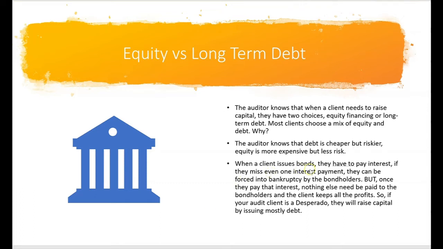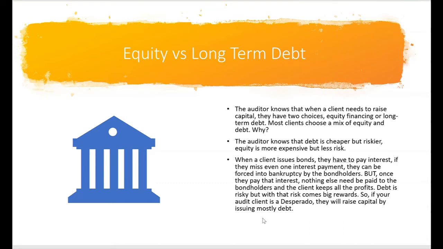When a client issues bonds, they have to pay interest. If they miss even one interest payment, they can be forced into bankruptcy by the bond holders. But once the client pays that interest, nothing else needs to be paid to the bondholders. The client keeps all the profits. Debt is risky, but with that risk comes the opportunity for big rewards. Why? Because once the client pays the interest, nothing else has to be paid to the bondholders. All the rest of the profits go to the owner. So if your client is a real desperado, a real gunslinger, they'll raise capital by issuing mostly debt.